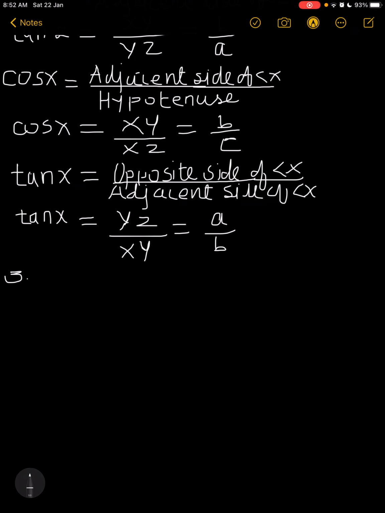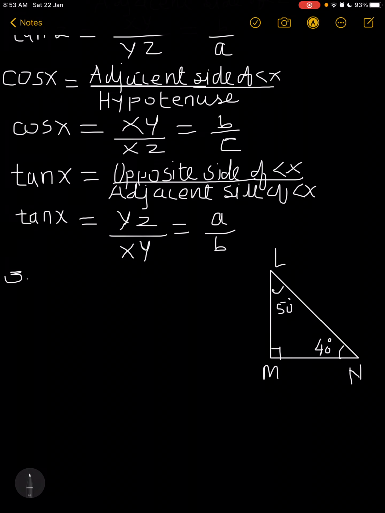Let me draw a triangle again. Triangle LMN. This time measures are given. Angle M is a right angle, measure 90 degrees. Angle N is an acute angle of measure 40 degrees. Angle L is another acute angle of measure 50 degrees. Though they are not right angles, if you check their total, 40 plus 50, it is 90.